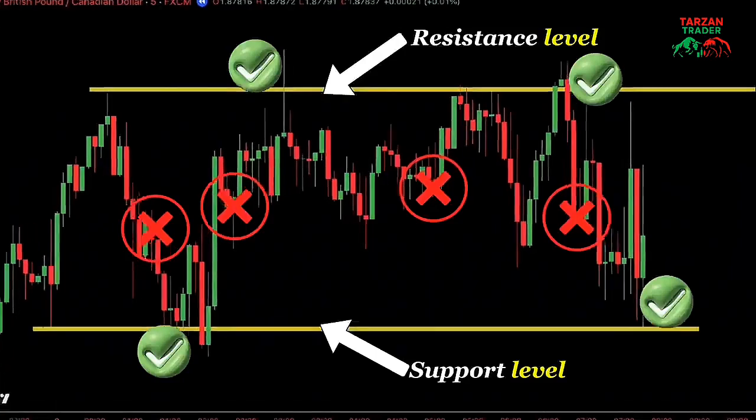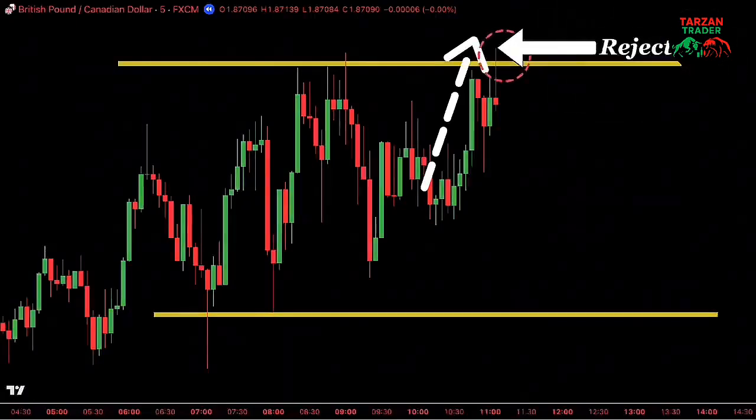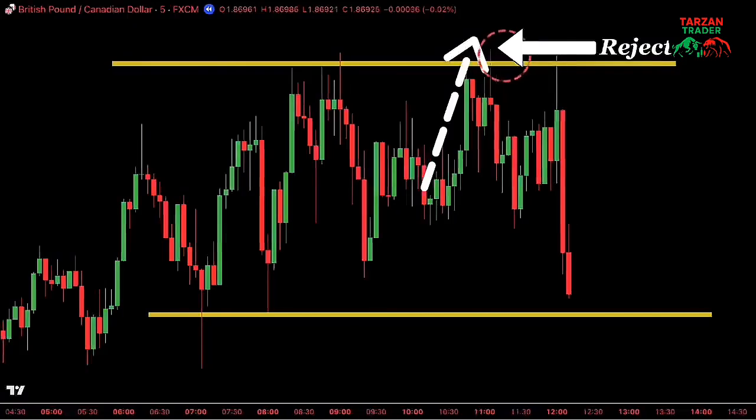Let's look at another example. Here, the market is clearly ranging. Price moves up and eventually reaches the resistance level. At this point, we see a rejection, which tells us that sellers are defending this level and that the market may move back down towards support. This creates a potential trading opportunity because the market is likely to continue moving within the range. And as you can see, after rejecting the resistance, the market moves downward and reaches the support level, exactly as expected. However, it is important to understand something here.